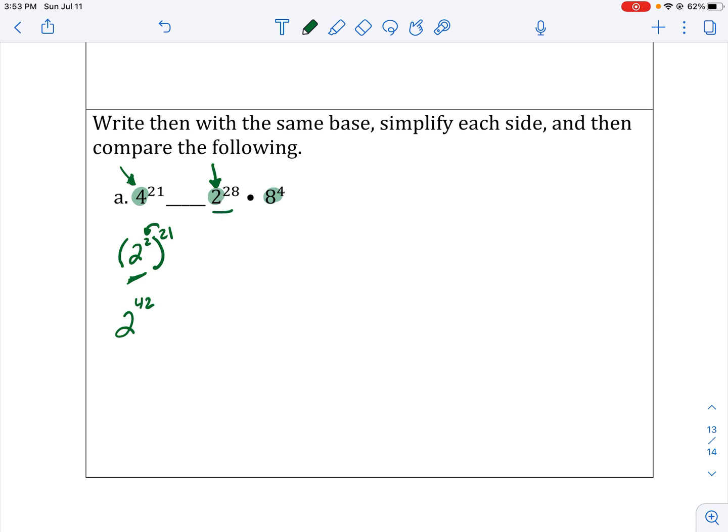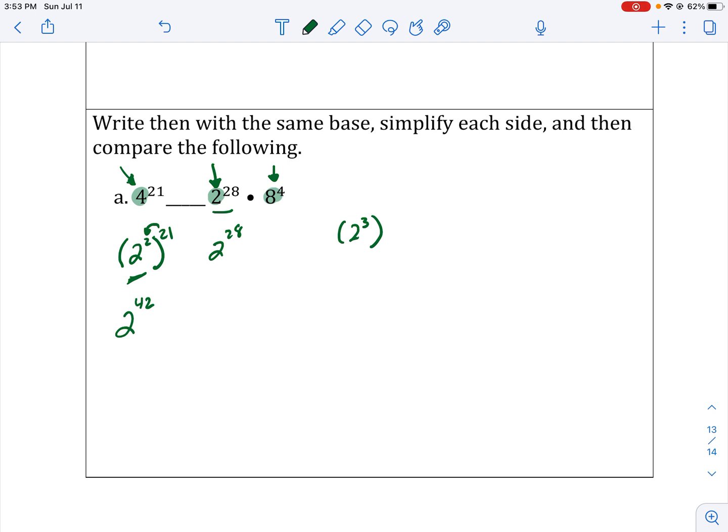This 2 to the 28th, that is already in base 2, so I'm going to leave that alone. Now I have the 8. How can I rewrite 8 to have a base of 2? I know that 2 squared is 4, so that doesn't work. So let's try another 2 with an exponent. Well, if you type 2 to the 3rd in your calculator, that equals 8. So another way to write 8 is 2 to the 3rd power.